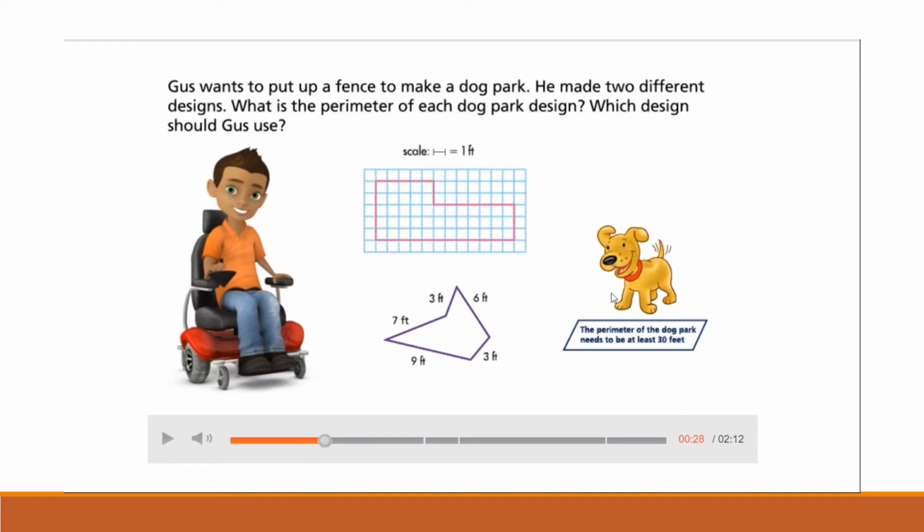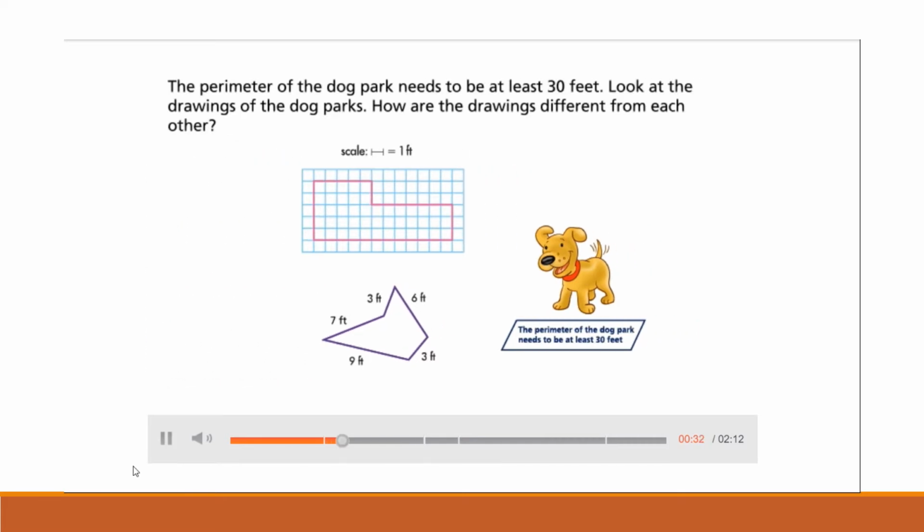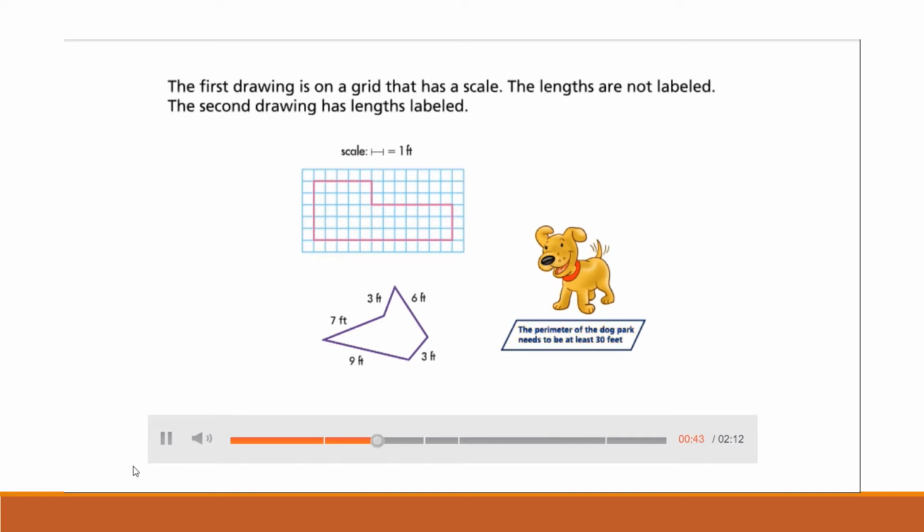So one thing to notice is the caption right here under the little dog. It says the perimeter of the dog park needs to be at least 30 feet. Look at the drawings of the dog parks. How are the drawings different from each other? The first drawing is on a grid that has a scale. The lengths are not labeled. The second drawing has lengths labeled.